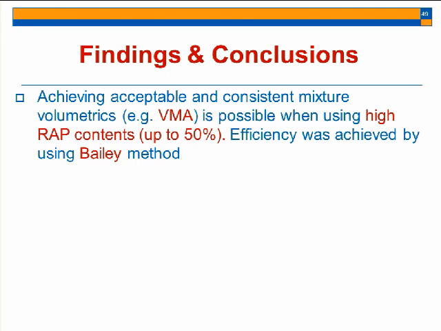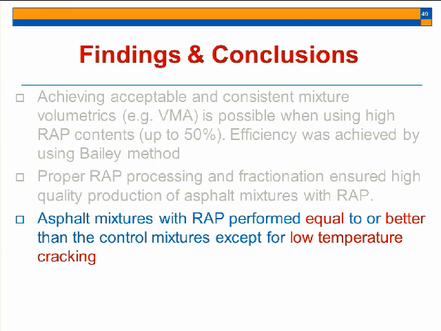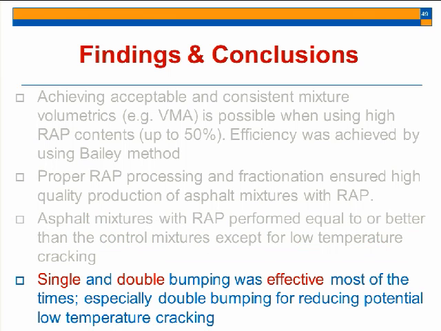So achieving acceptable and consistent mixture volumetrics is possible if we work hard on it. The Berry estimation sheet helped us a lot, and the fractionation that we did also gave us a lot of control on it. The asphalt mixtures that were prepared behaved almost equal to or better than the control mixture, apart from the low temperature cracking, in which we saw that single and double bumping is effective in gaining the fracture energy back.